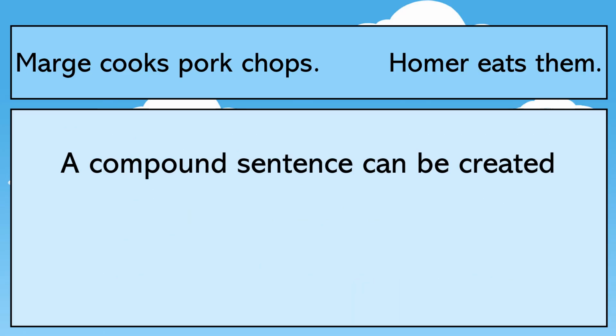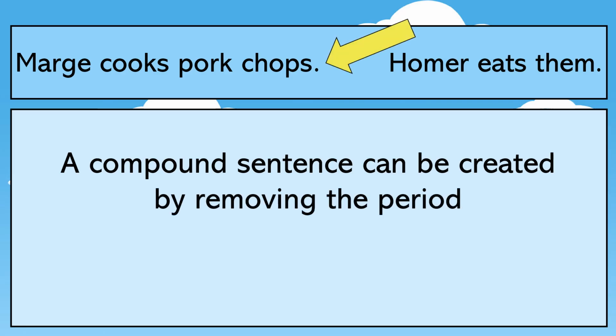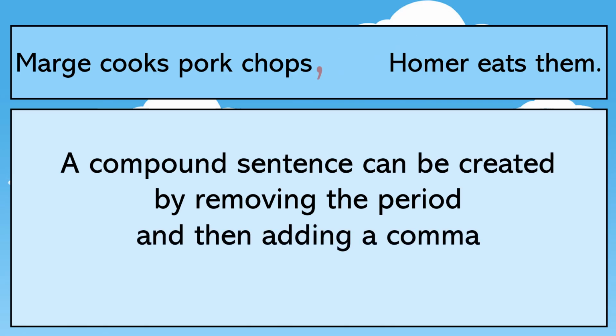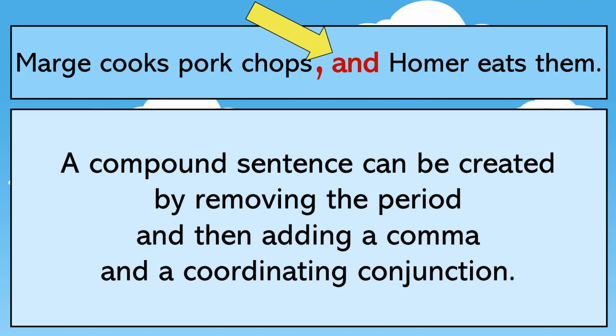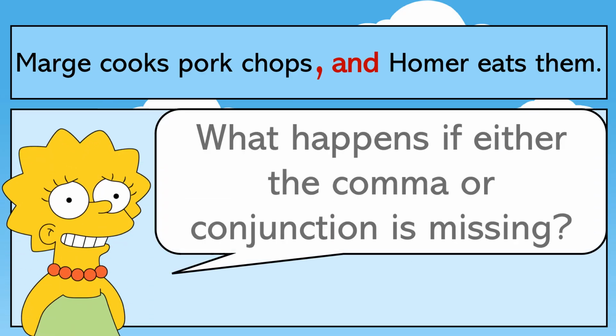To create the compound sentence, you need to first remove the period at the end of the first clause. Here we got a period after pork chops, we're going to take that away. Then we add a comma in its place and also add a coordinating conjunction, in this case and, and this will create a compound sentence. Our question here is what happens if either the comma or the conjunction is missing? And that's where we get a run-on sentence.